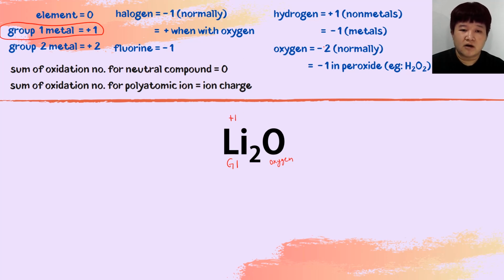Oxygen will normally be -2, but it will be -1 in peroxide. But we don't have peroxide, so your oxygen right now will be -2. So oxygen is -2. Is it a neutral compound or an ionic compound? It's a neutral compound, so the addition of them must equal 0.